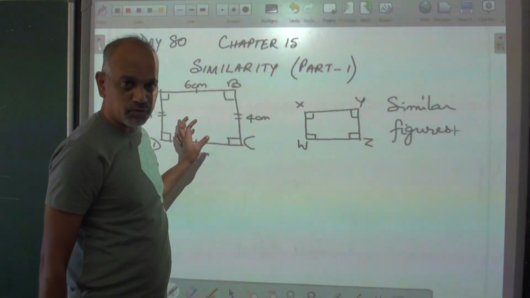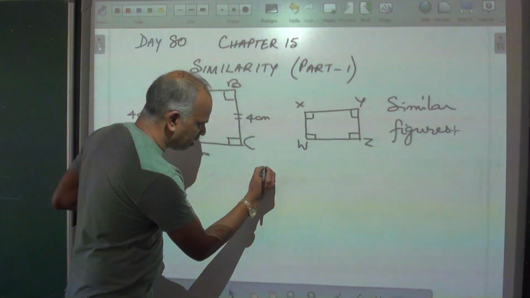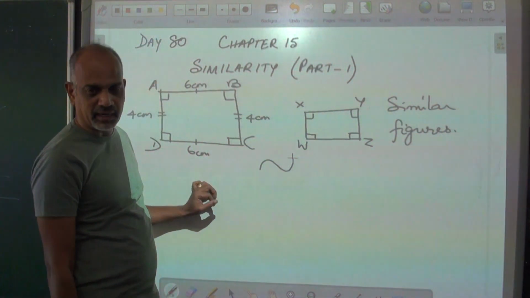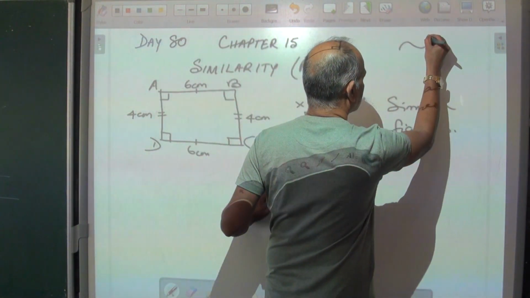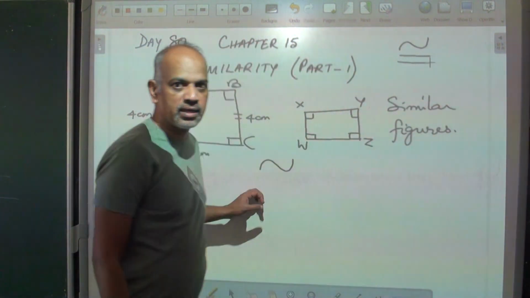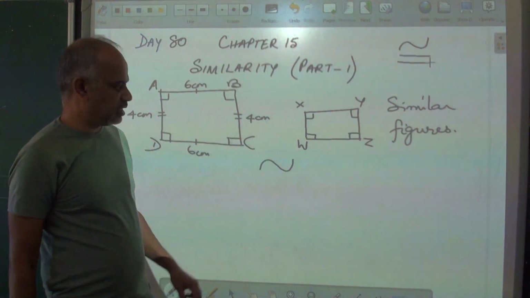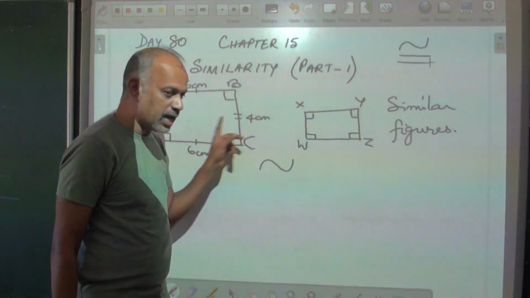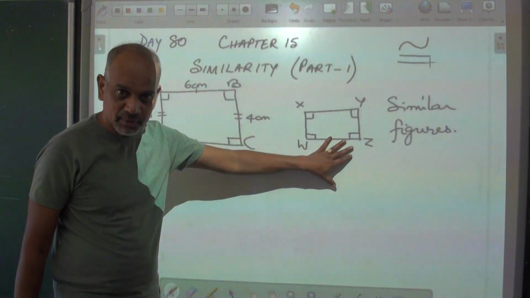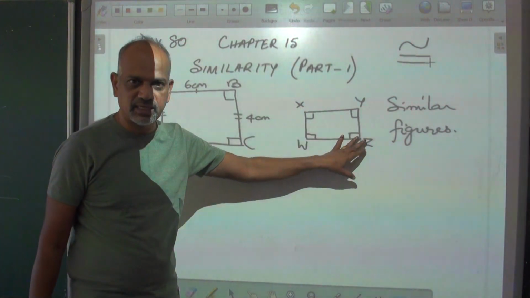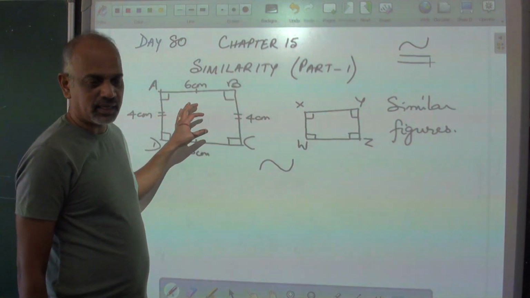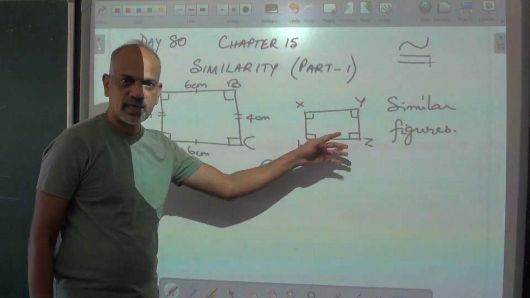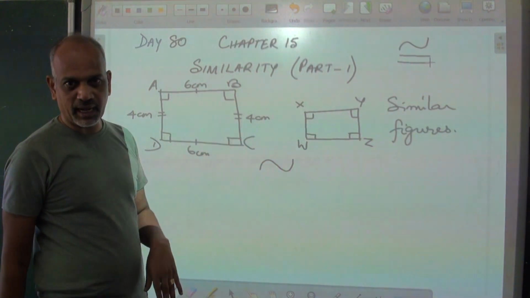And when I say two figures are similar, similarity symbol is this one. Okay. This is the symbol used for similarity. For congruency, you have used this. That's the symbol used for congruency. But for similar figures, this is the symbol that is used. So these two figures are similar. Don't worry about the size. The only thing that you have to see is whether both have the same shape and if these angles are same. Okay, that's for a rectangle.